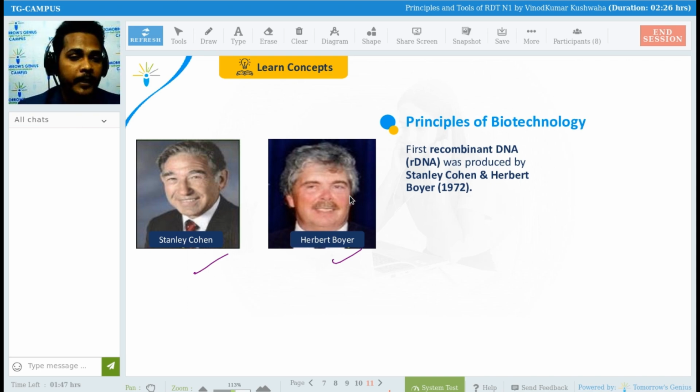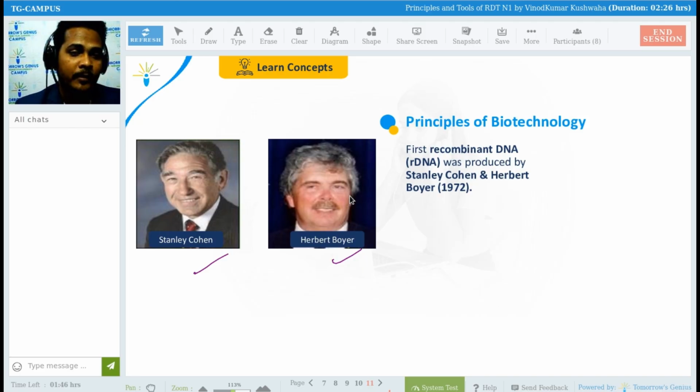Now they cut a piece of DNA from a plasmid carrying an antibiotic resistance gene in the bacterium Salmonella typhimurium, and this cutting of the piece of DNA from the plasmid was done with the help of restriction enzymes. It is also called the chemical scalpel, or you can call it a molecular scissor, which is very commonly used, right?